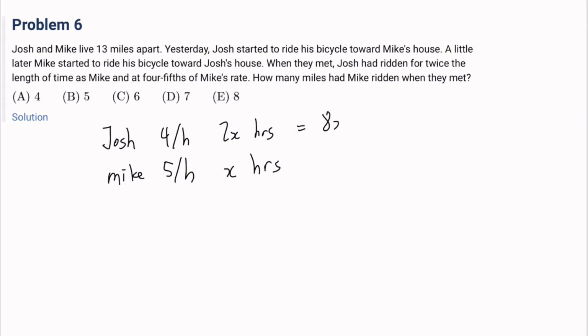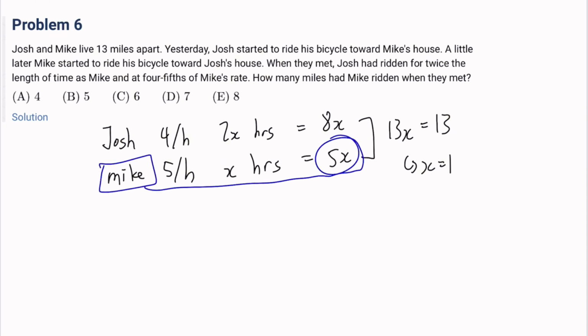And if we multiply that together, we will get the distance that each of them rode. This is equal to 8x. This is equal to 5x, and if we add that, that's 13x, right? And they are 13 miles apart, so 13x equals 13, so x is equal to 1, right? So how many miles had Mike ridden? We want the miles that Mike rode, so that's 5x miles, and since x is 1, 5x is equal to 5 miles, right?